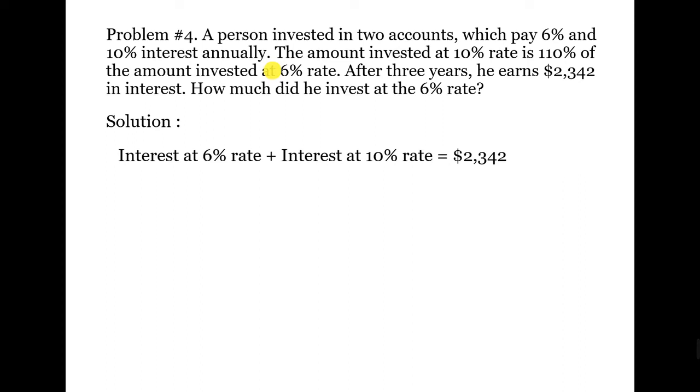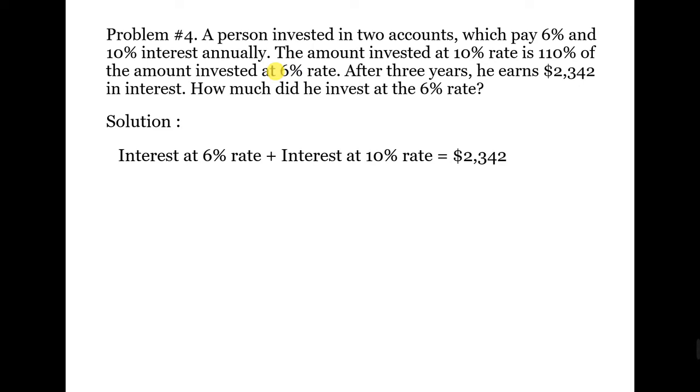This problem has also two interest rates such as 6% and 10%. The thing is that he earns $2,342 as the total amount of interest from these two interest rates. Then the question is, how much is the amount invested for the 6% rate?